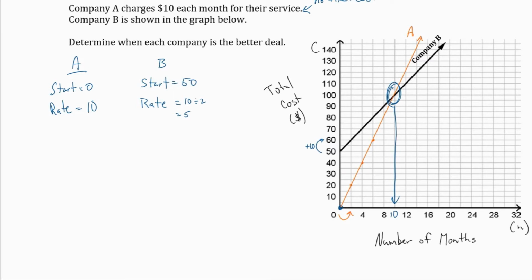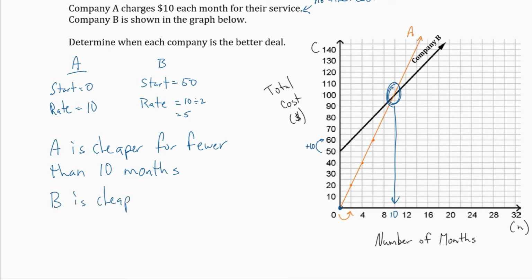So A is cheaper for fewer than 10 months. And it says both, so it's obvious if A is cheaper for fewer, then B is going to be cheaper for more, but you have to say that B is cheaper for more than 10 months. In this case, if you said 11 months or more, that would probably be fine, because you can't usually do 10 and a half months.